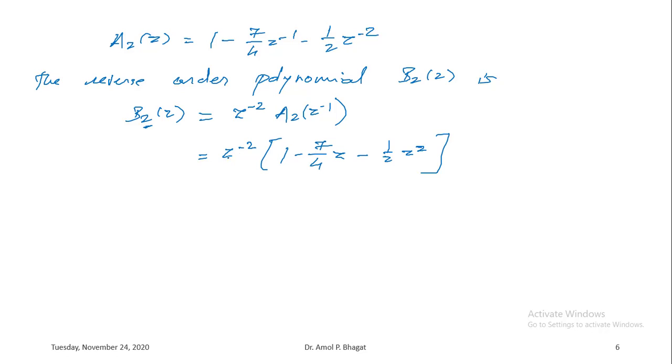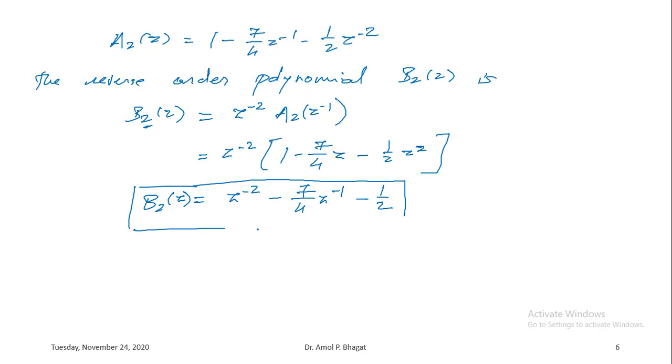And if I'm multiplying it with z to the power minus 2 inside this bracket, I will get this bm of z, that is nothing but b2 of z. So it will be simply z to the power minus 2 minus 7 by 4 z inverse and minus 1 by 2. Okay, so that will be b2 of z, which is the reverse order polynomial identified from a2 of z.